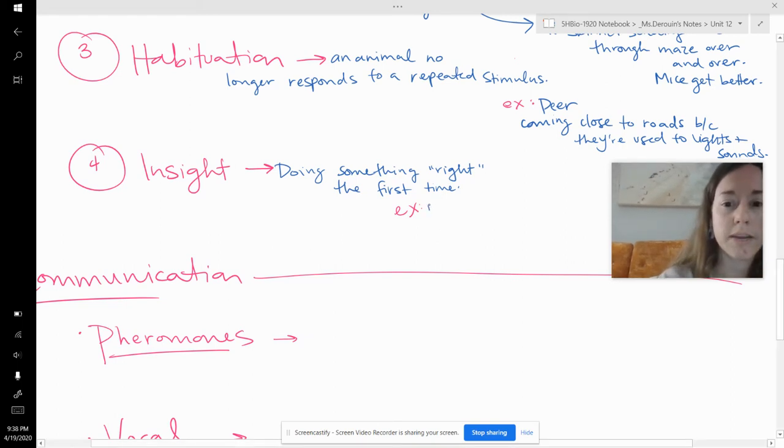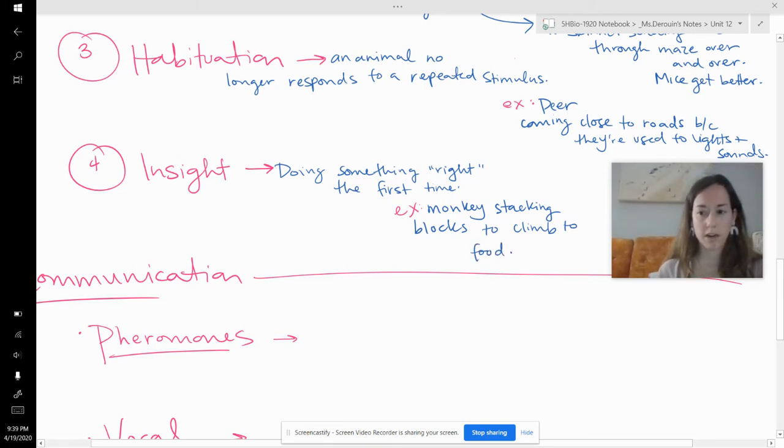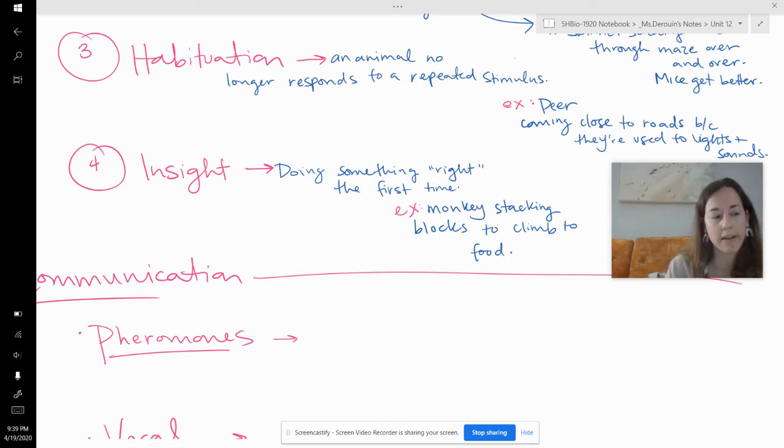So I'll say monkey stacking blocks to climb to food. So just as long as it's happening the first time the right way, it's insight and not operant conditioning.